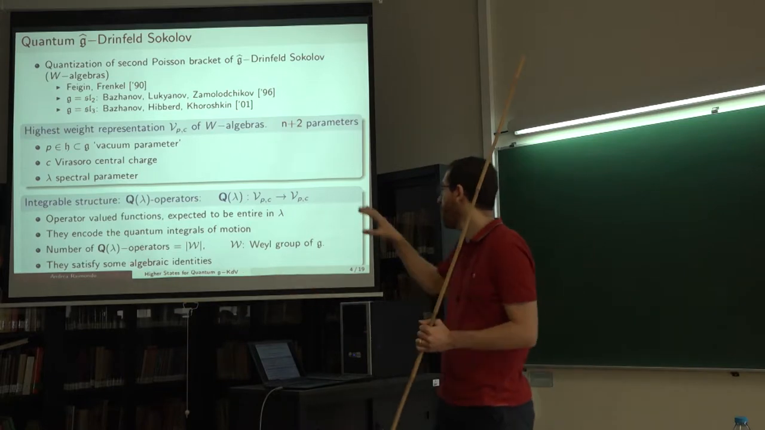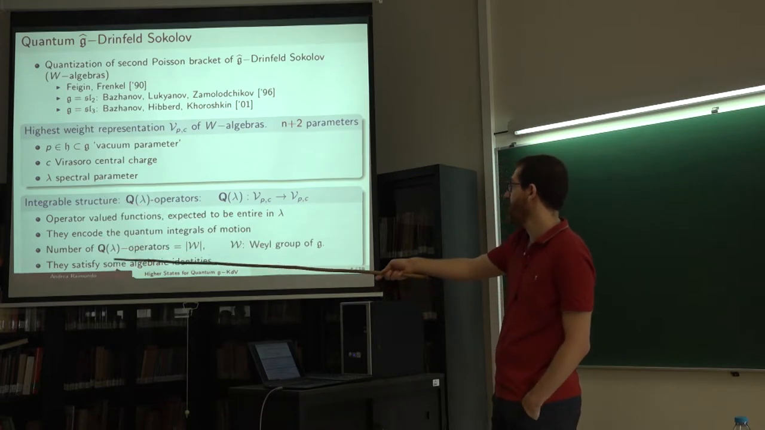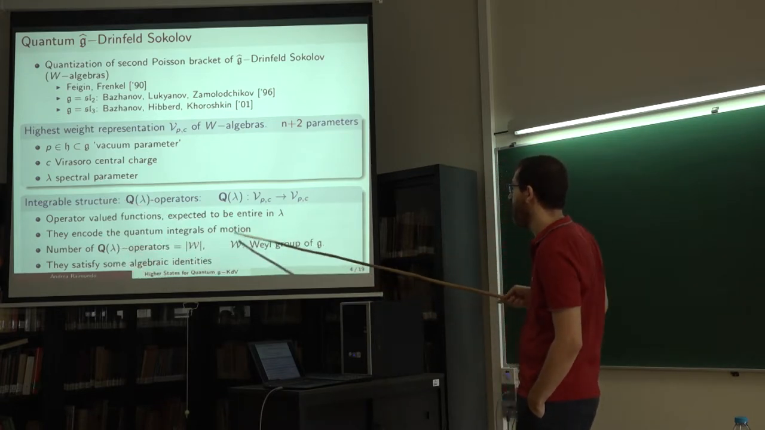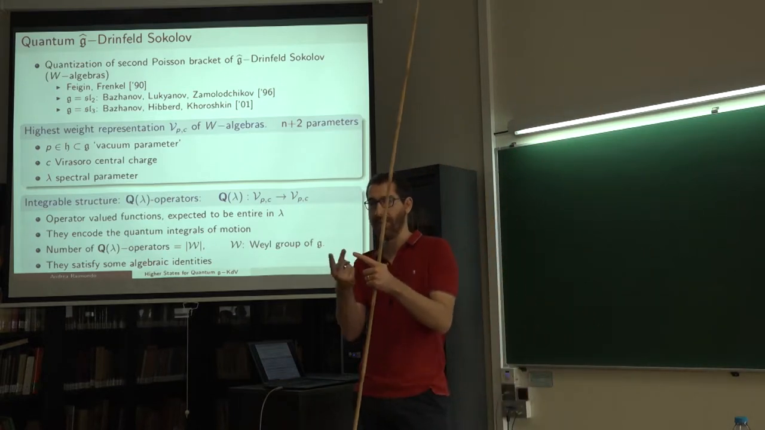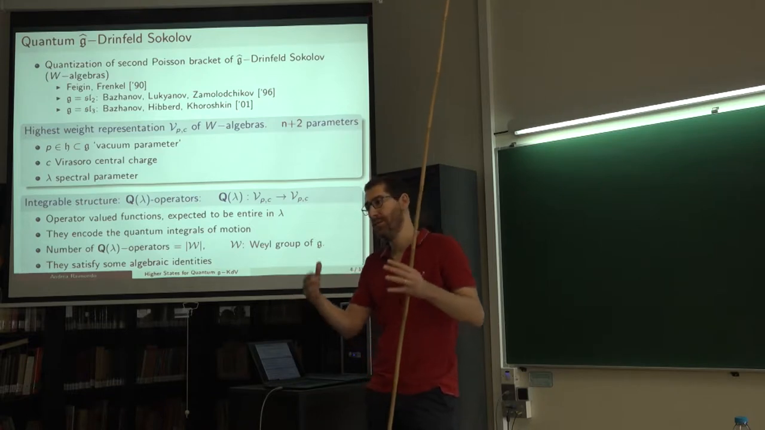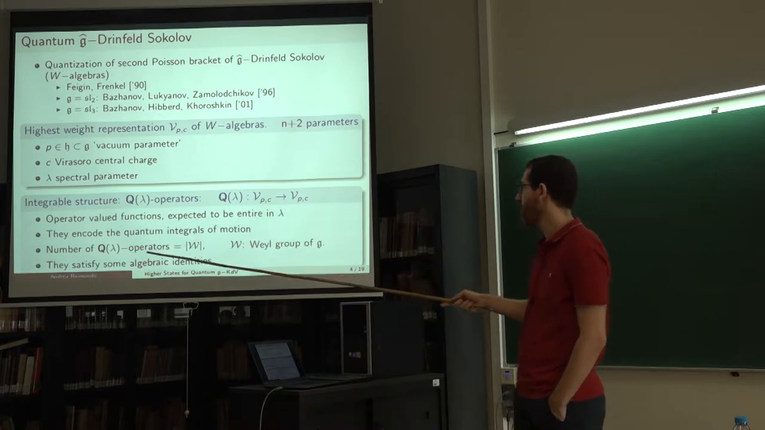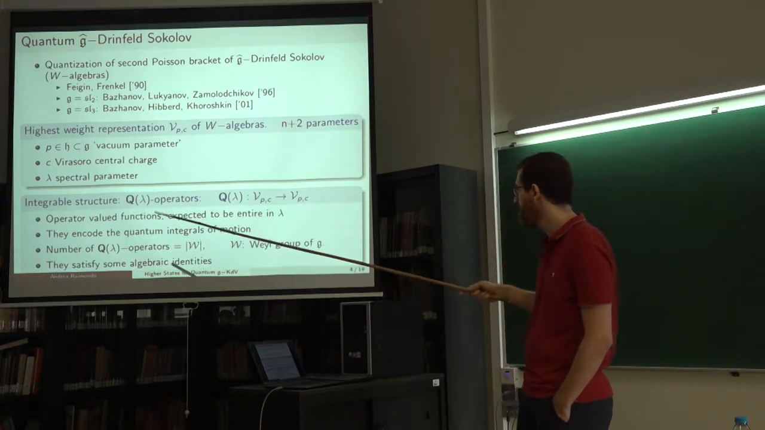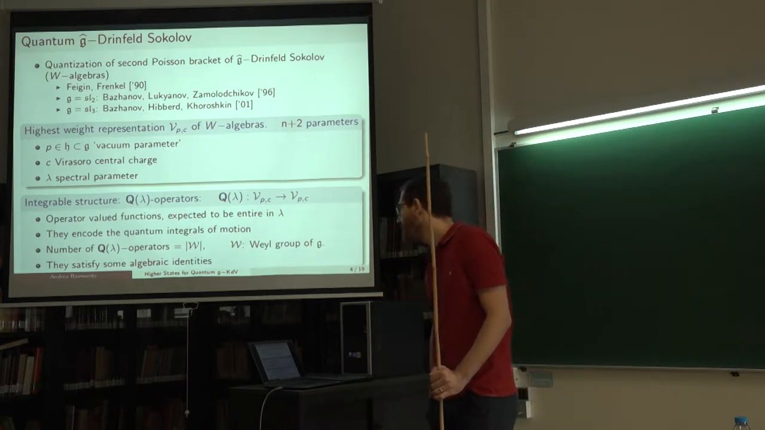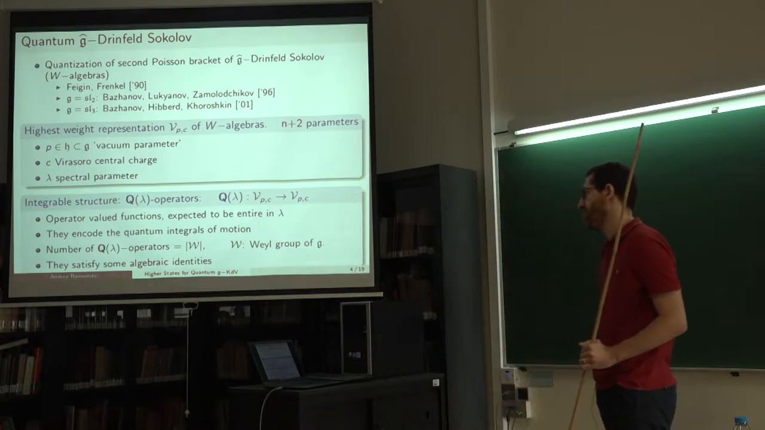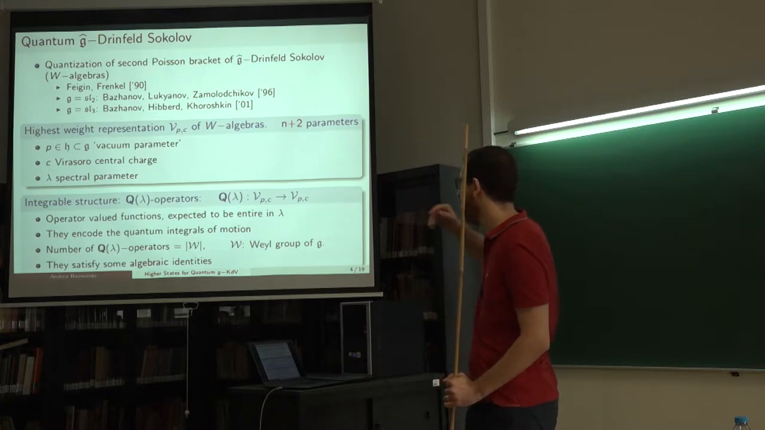And not just one operator, there is a bunch of operators. The number of these Q operators is the cardinality of the Weyl group of g. So for SL2, you have two of them, which are typically denoted Q plus and Q minus. For SL3, you have six, and so forth. What is important for us is that these Q operators satisfy some algebraic identities, which essentially follow from embedding W in an affine quantum group.